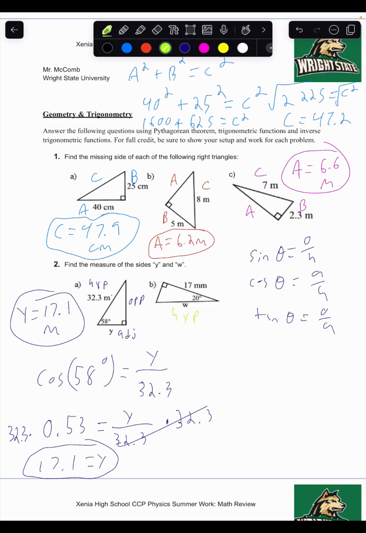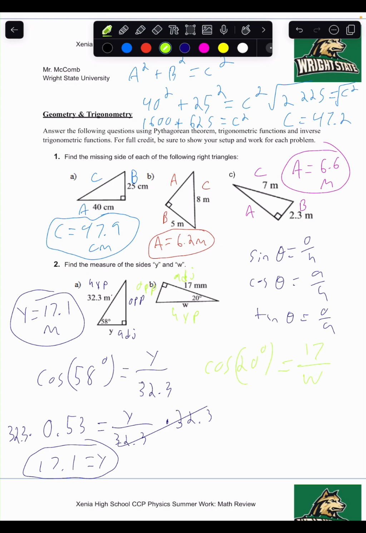So that's hypotenuse. This one is going to be adjacent to the angle. It's next to it, right? This 20 is touching it. Over here is the opposite side. So I want to know my hypotenuse, and I'm given my adjacent side. I'm going to use cosine again. So cosine 20 degrees equals adjacent over hypotenuse, which is 17 divided by unknown variable w.